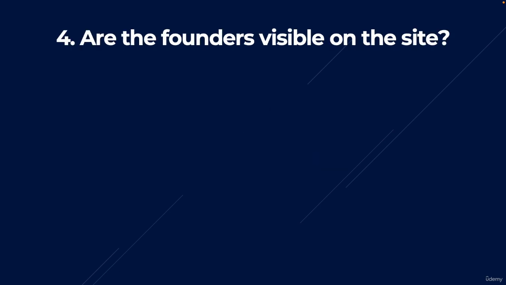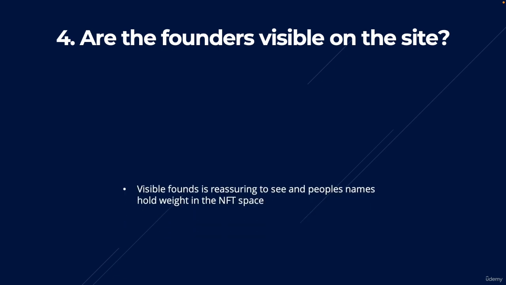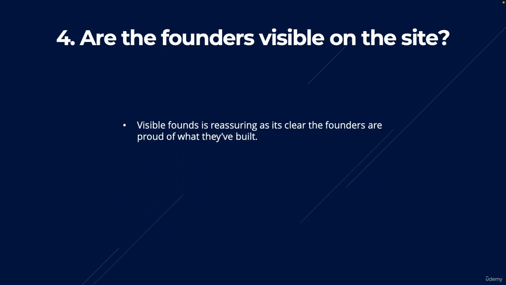The fourth thing to check is going to be, are the founders visible on the website? Seeing the founders on the website is reassuring as it's a clear sign that the founders are proud of what they've built. Names in the NFT space hold great weight, and people will not associate their names with any bad projects. So if it's very clear to figure out who is behind a project, it could be from the Twitter account or the website, then that is a good sign.